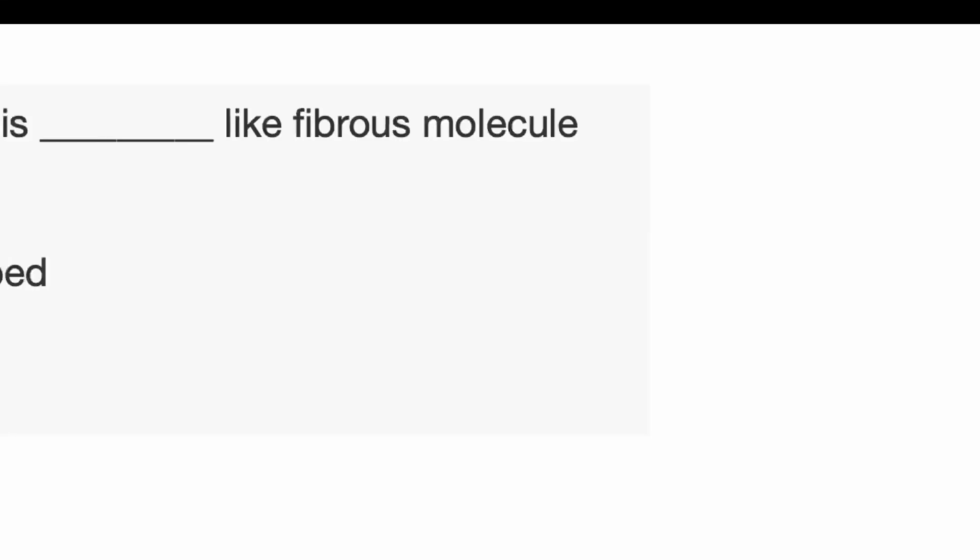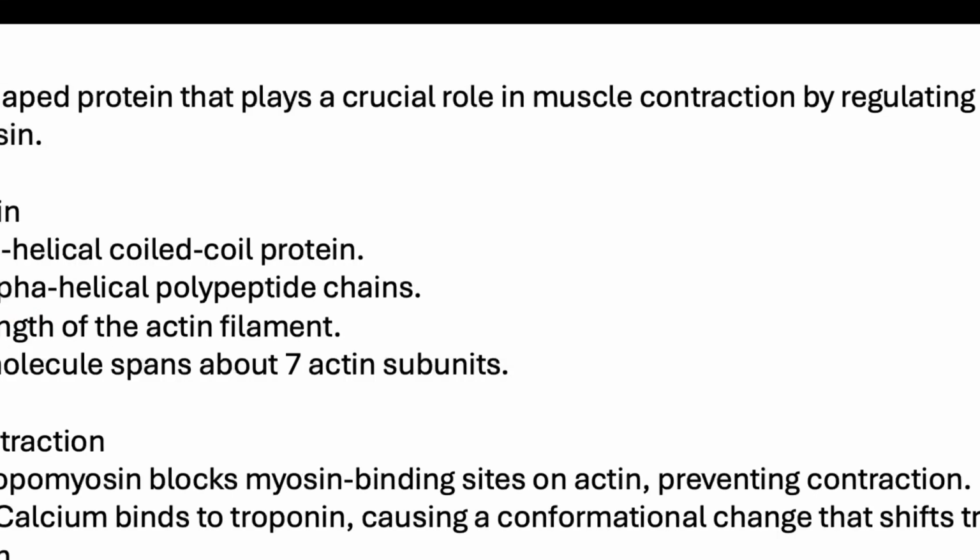I think time is up for this question. Tropomyosin is a rod shaped fibrous molecule. Tropomyosin has a rod shape. Tropomyosin is a rod shaped protein that plays a crucial role in muscle contraction by regulating the interaction between actin and myosin. So, where is tropomyosin present? Tropomyosin is present in the actin filament.